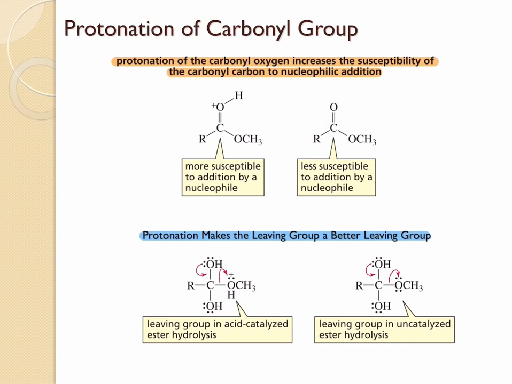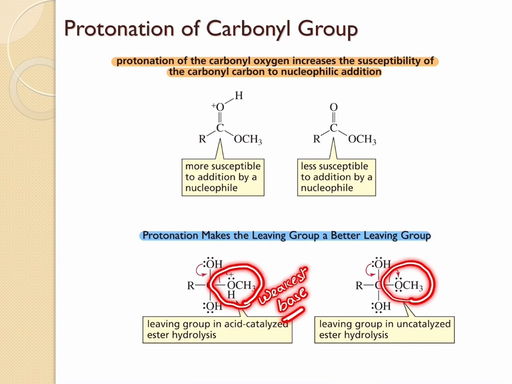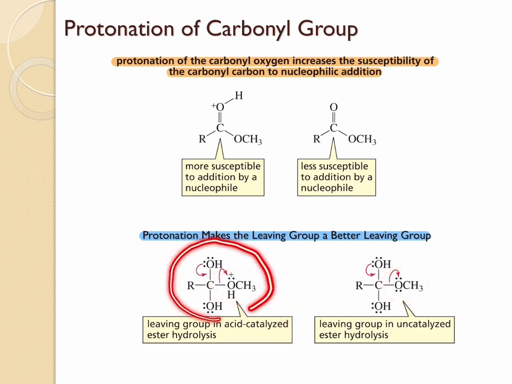The second thing is that the protonation is going to make the leaving group a better leaving group. The acid that you add is going to increase the rate of collapse of the tetrahedral intermediate by decreasing the basicity of the leaving group. So let's consider these two structures. Here the leaving group is not protonated, but here it is protonated. Between these two, obviously this is the weakest base and therefore this is going to be the best leaving group. So the collapse of this tetrahedral intermediate will be much easier than this one.